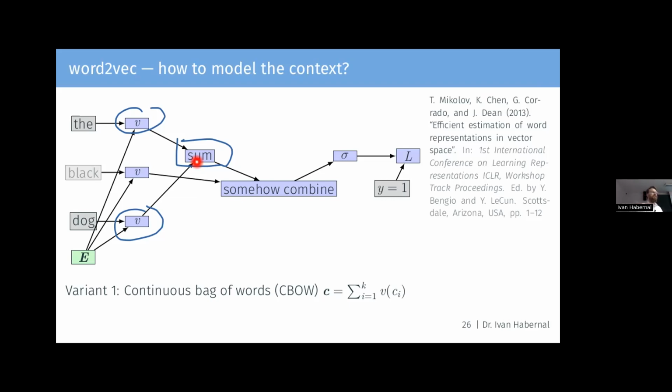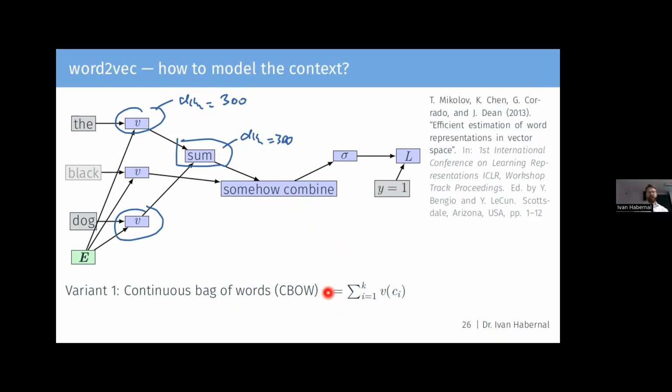Okay, so you just sum up the vectors. If the dimensionality of that is, let's say, 300, this will be also 300, obviously. We just sum these vectors together, okay? And it's called continuous bag of words. Yeah, I think we had it already.